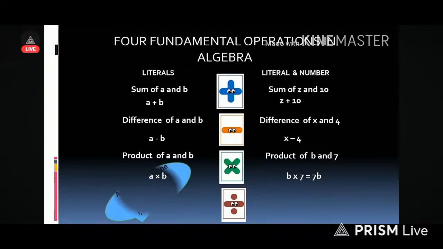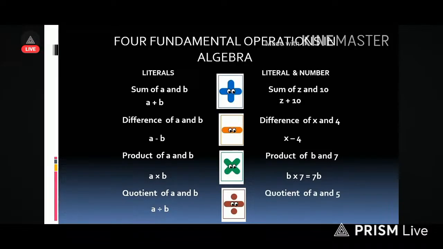Now division. As we can find the quotient of numbers, 15 divided by 3 will be 5. So quotient of a and b will be a divided by b, and quotient of a and 5 will be a divided by 5 is equal to a upon 5.